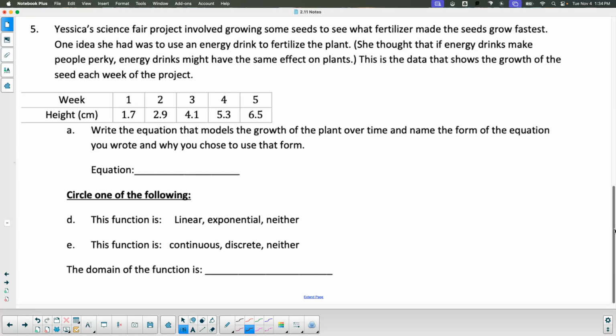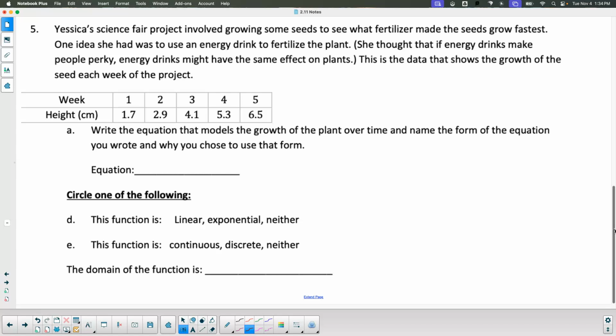Jessica's science fair project involved growing some seeds to see what fertilizers made the seeds grow fastest. One idea she had was using an energy drink to fertilize the plant. She thought that if energy drinks made people perky, energy drinks might have the same effect on plants. This is the data that shows the growth of the seed each week of the project. Write the equation that models the growth of the plant over time, and the name of the equation you wrote and why you chose that.